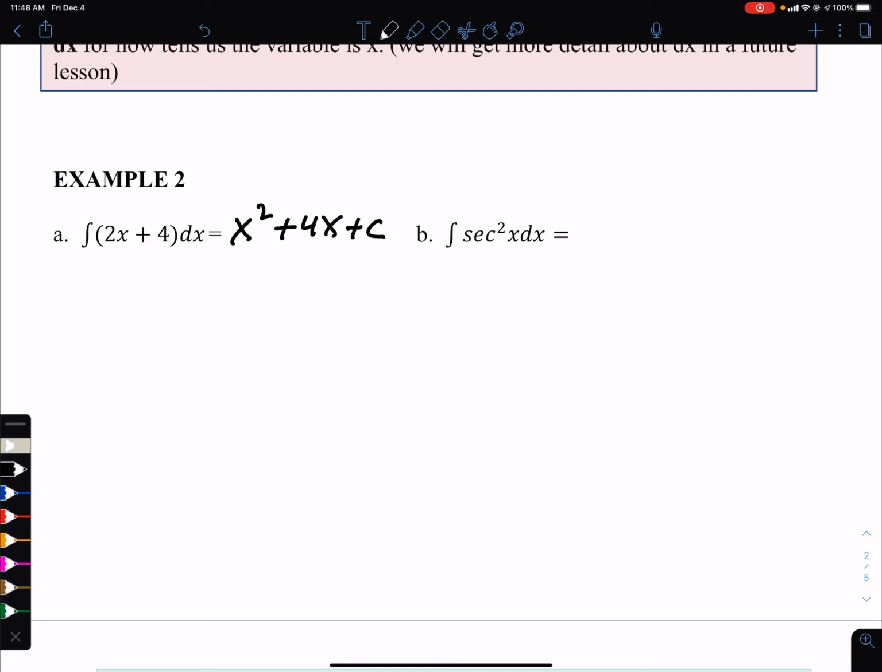All right, try b. You can pause and then see the answer. So the answer to b would be tan x plus c. Why? The derivative of tan, we all know, is secant squared. Bam, we're done.